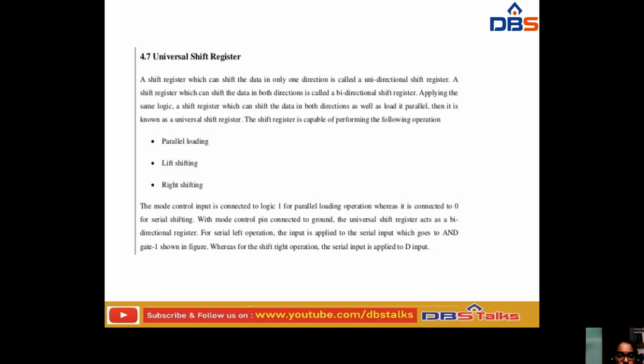Now the universal shift register. A shift register which can shift the data in only one direction, we call a unidirectional shift register, and a shift register which can shift the data in both directions, we call a bidirectional shift register. We already know about that. After applying the same logic, a shift register which can shift the data in both directions as well as load it in parallel is known as a universal shift register.